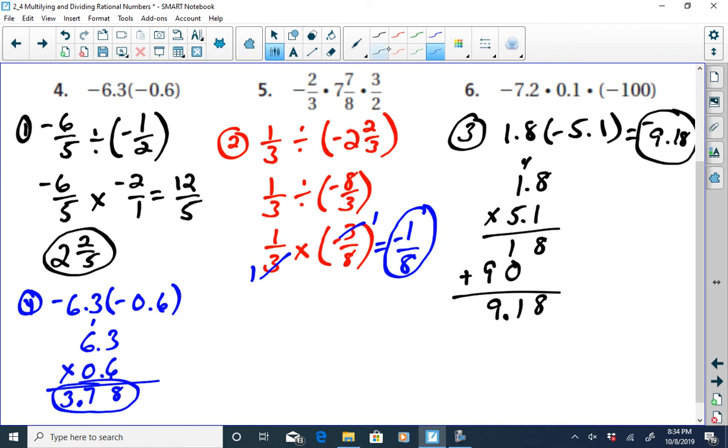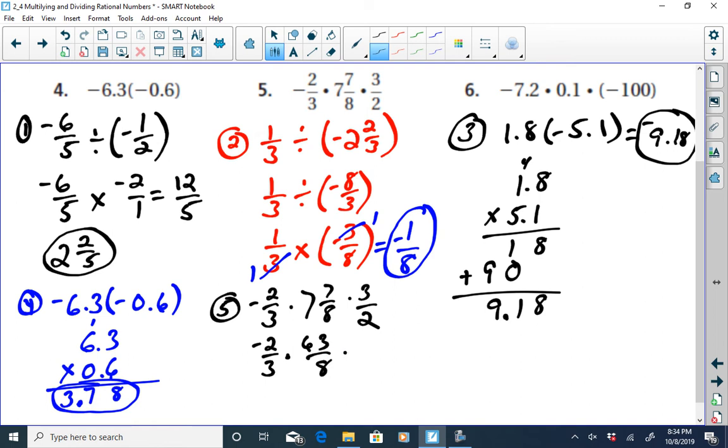Alright, next problem, problem 5. Copy the problem. We have negative 2/3 times 7 and 7/8 times 3/2. After we copy the problem, let's write everything as a fraction. So that's going to be negative 2 over 3 times 8 times 7 is 56, and 7, that's going to be 63 over 8 times 3/2.